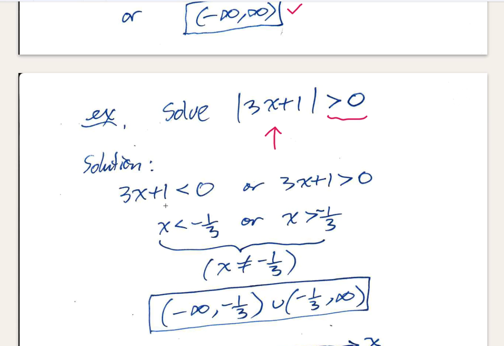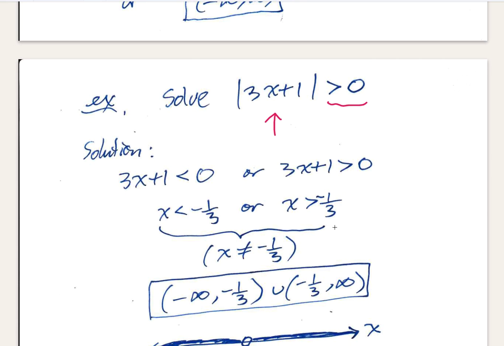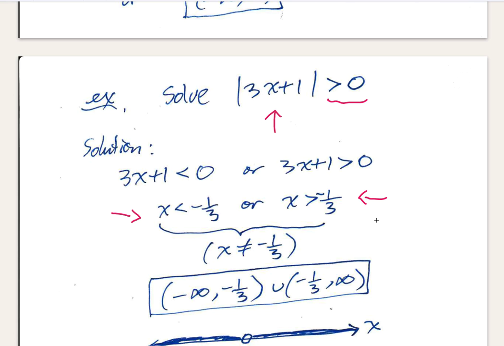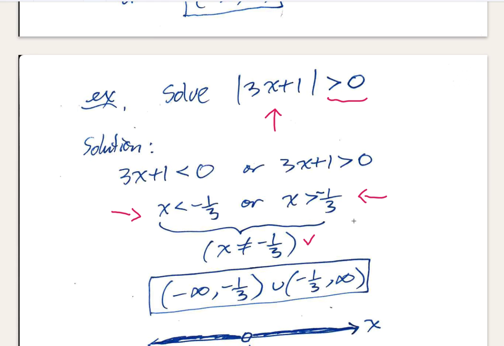So solve these two. Subtract 1 on each side and divide. So we've got x is less than negative 1/3, or x is greater than negative 1/3. Now, all real numbers except negative 1/3 have the property of being less than negative 1/3 or greater than negative 1/3, right? Every real number besides negative 1/3 itself will satisfy one of these two conditions. So this is equivalent to saying all real numbers except negative 1/3. So I wrote that x is not equal to negative 1/3.